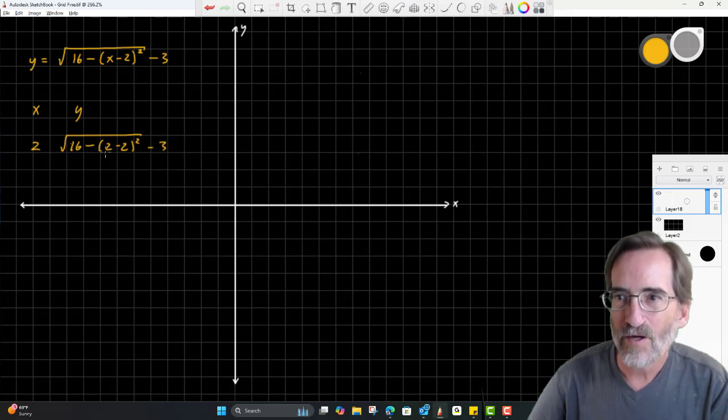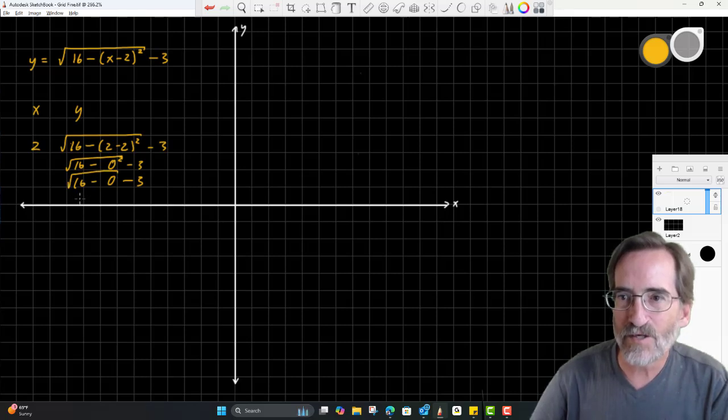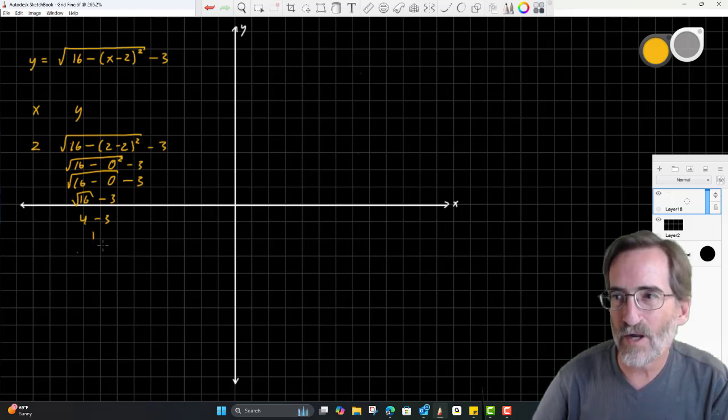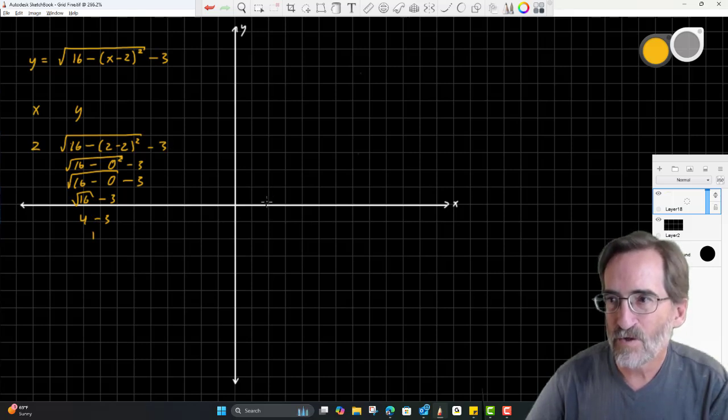And work that out. 2 minus 2 is 0. 0 squared is 0. Don't forget the square root. 16 minus 0 is 16. Square root of 16 is 4. 4 minus 3 is 1. Okay, so working it out, this corresponds to the point 2, 1.